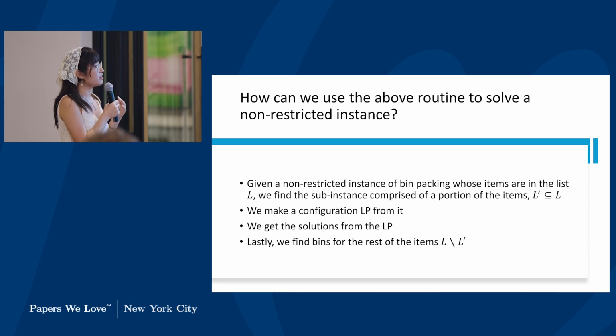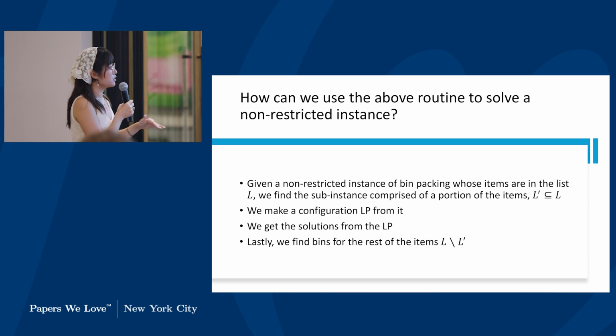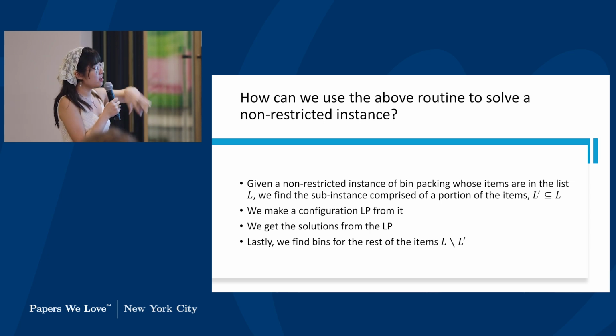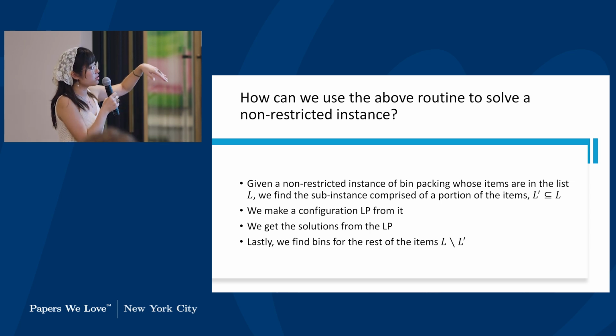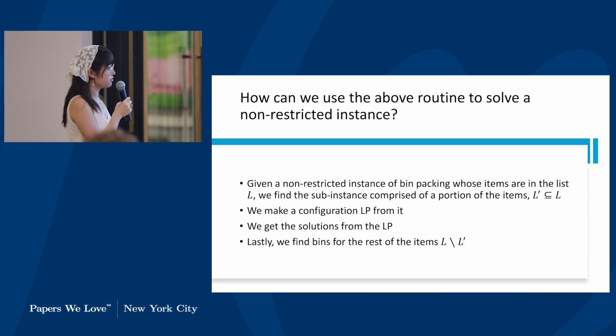The brief overview is that, given a non-restricted instance of bin packing whose items are given in the list L, you want to find the subinstance comprised of only a portion, L prime, of the original list. Then you make the configuration LP we just discussed from it, and put that LP into an LP solver in, say, Python. You get the vector back, and then you get your approximate solution from it. And then for the rest of the items, you put them into the remaining space in the bins. So that's the overview of how to solve this problem generally using the restricted case talked about before.